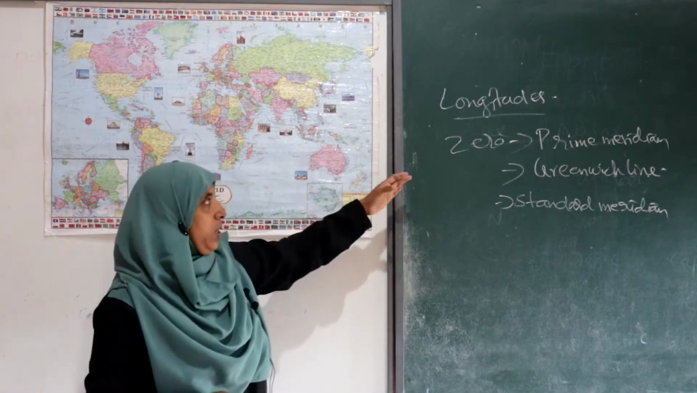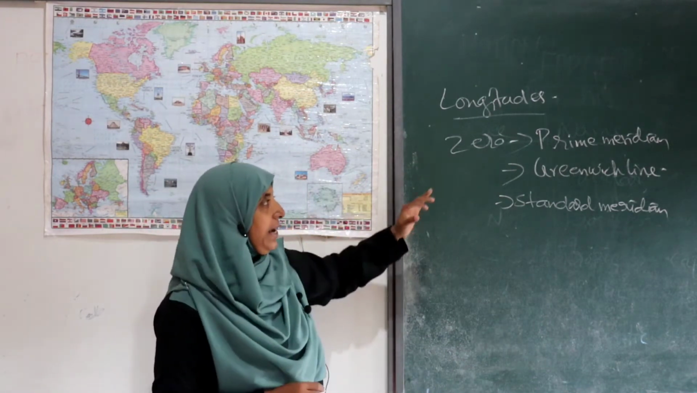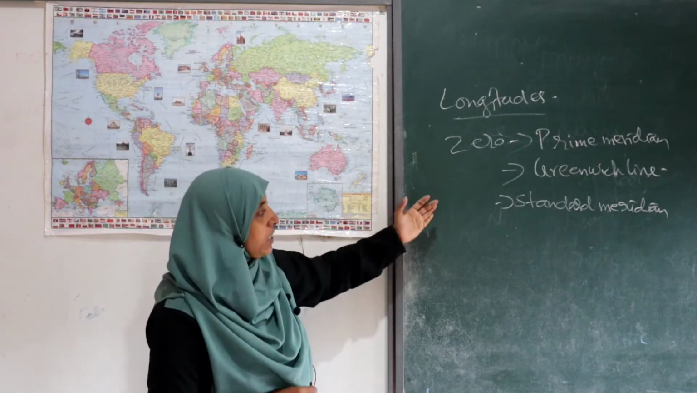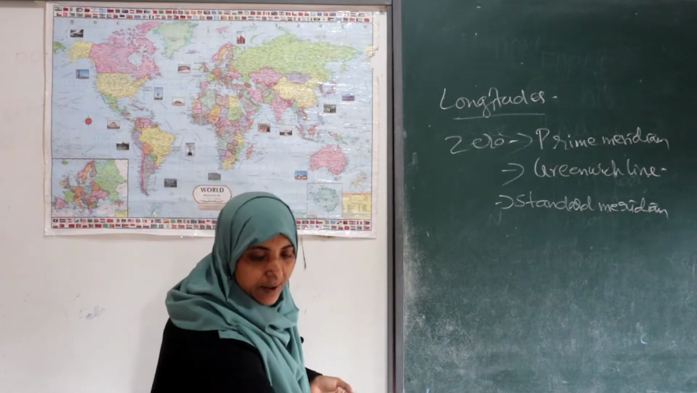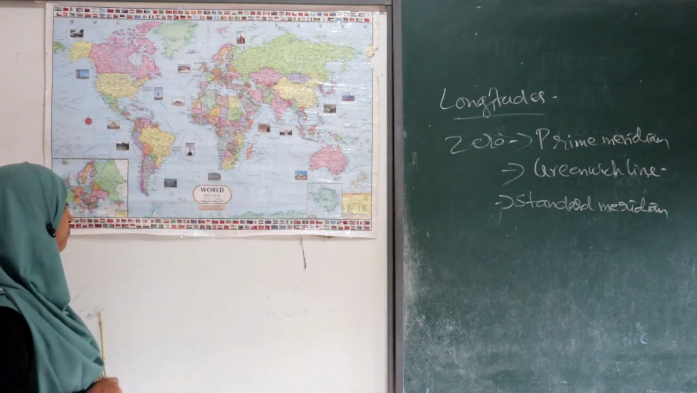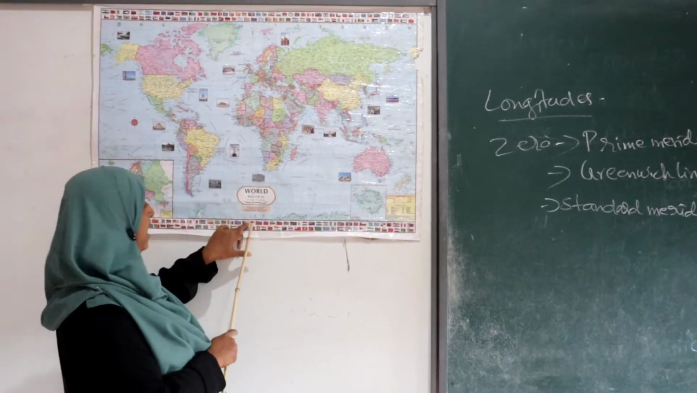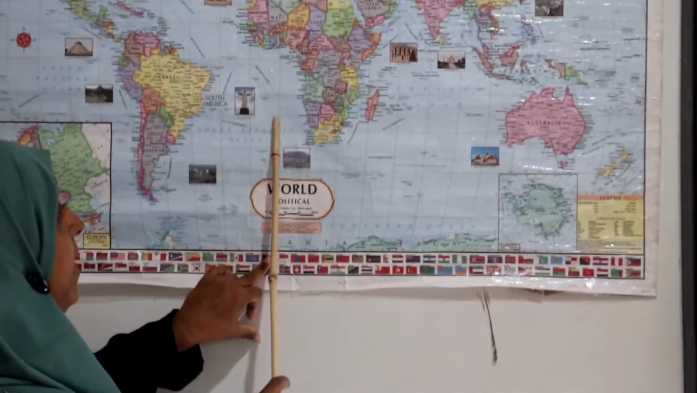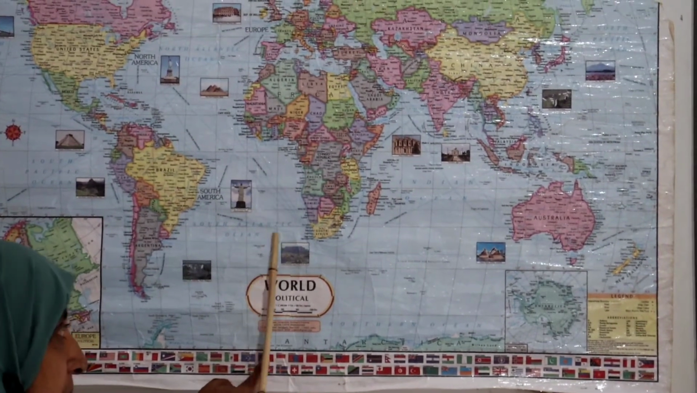Clear? So, 0 degree longitude is known by 3 different names: the first one is prime meridian, the next one Greenwich line, or we can say standard meridian. Then once again, all of you look here. It is the 0 degree. So you can see this line is known as prime meridian or standard meridian or Greenwich line.